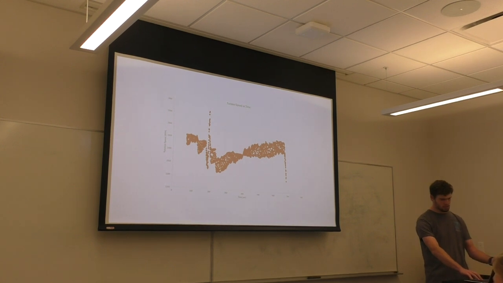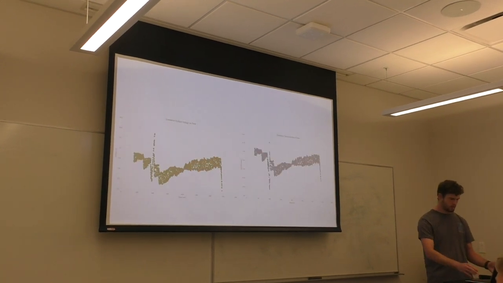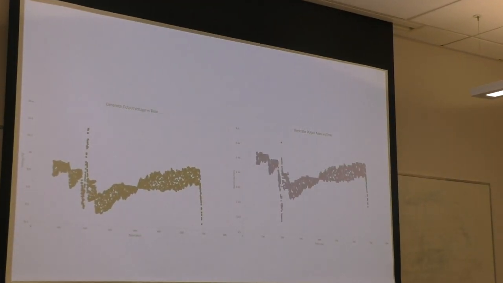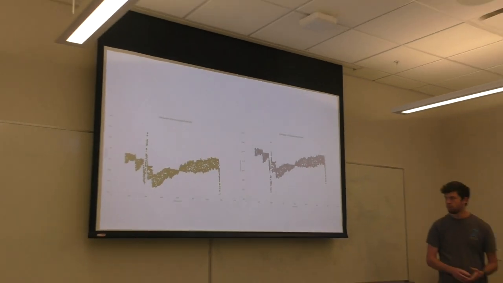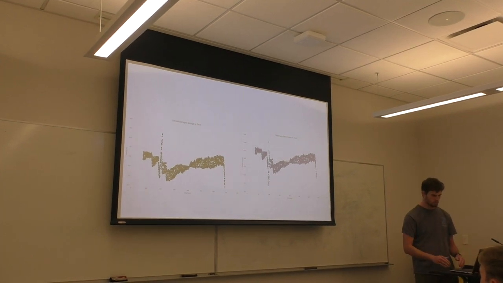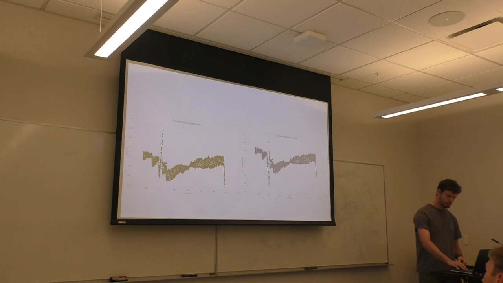This is the turbine speed versus time, and then these are the voltage and amps over time. These look very messy, but if you look at the scale, it's still relatively close. This is just zoomed in. So overall, this should be steady state.